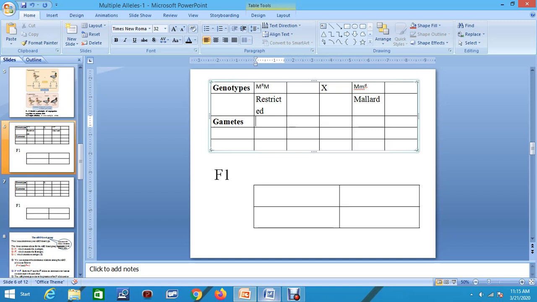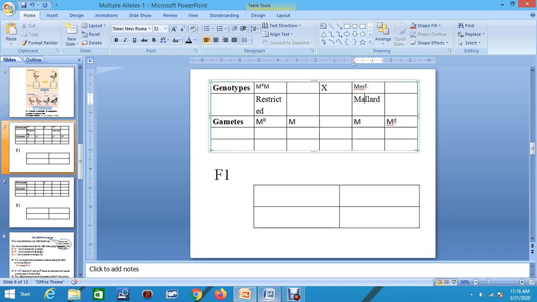What will be the possible gametes? The gametes will be capital M capital R, and the other gamete will be capital M alone. And then here the gamete will be capital M for mallard, and the other gamete, I will write it here so as not to be confused. So these two are the gametes for the restricted phenotype, and these two are the gametes for the mallard phenotype.